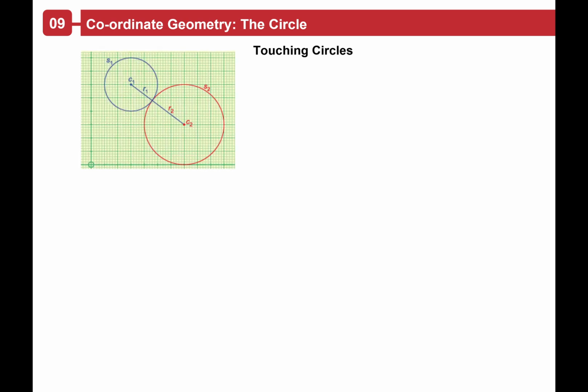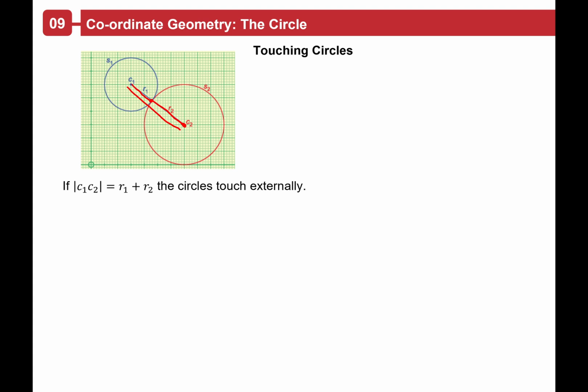Hi guys, so today we're looking at touching circles. There are two formulae that you need to know. If your circles are touching externally, then the distance between your centers is equal to the radius of circle 1 plus the radius of circle 2. So we can see that here.